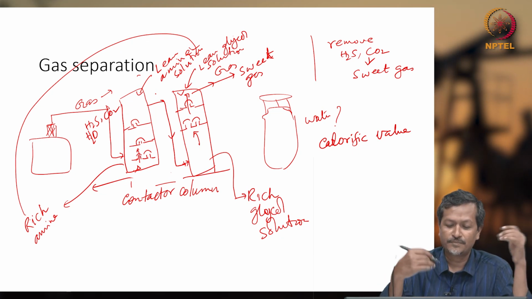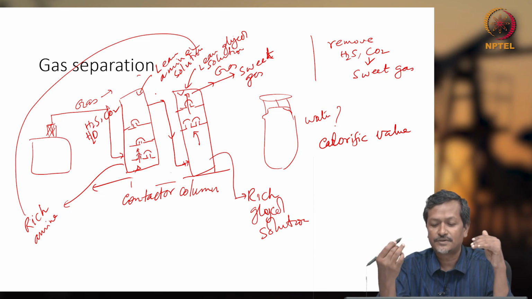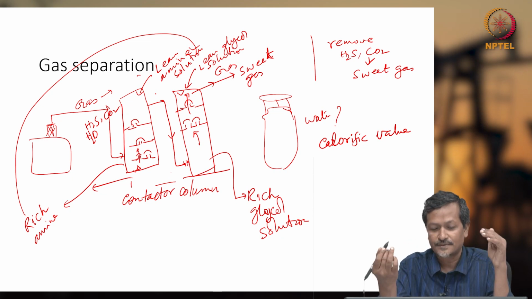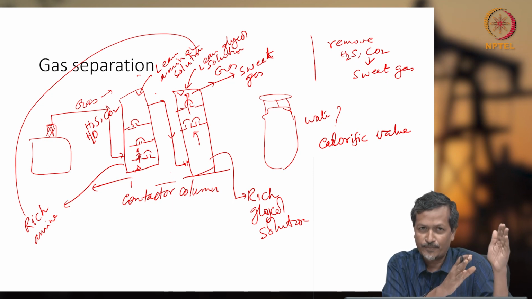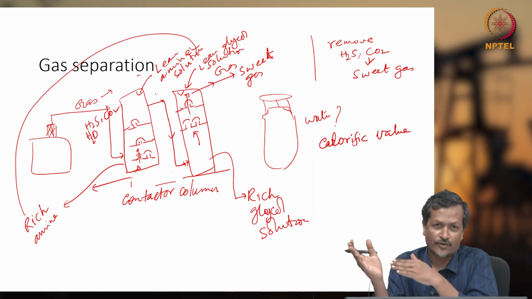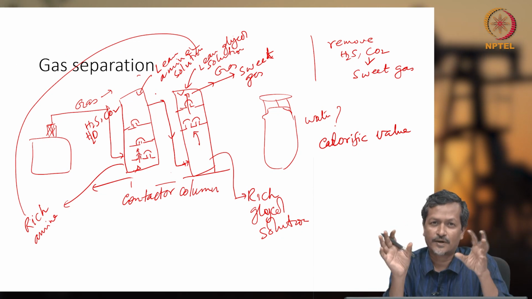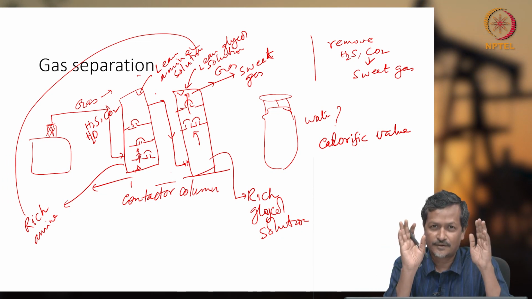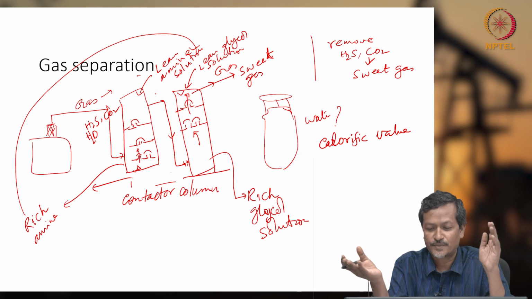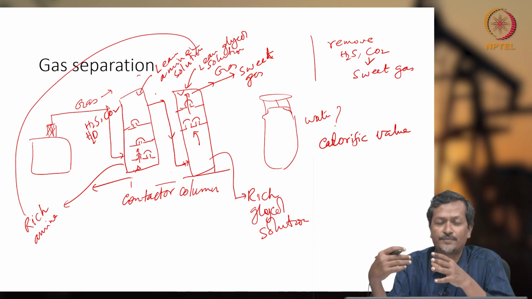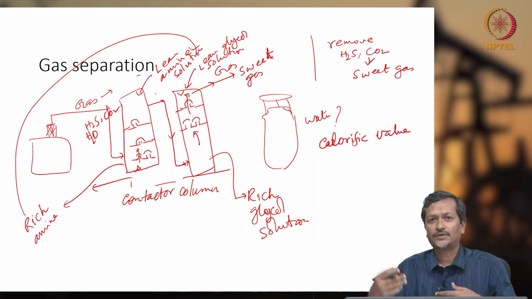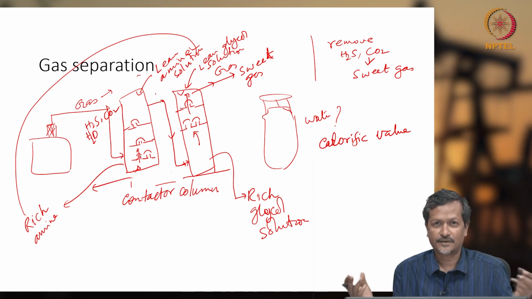Whatever gas you are getting from the second contactor column will be dry gas and sweet gas. Because in the first stage you remove the acidic components, and in the next stage you remove the water component. So, both acidic components and water are gone, and now you have gas which can be sent to the customer. Normally, Indian Oil or those companies will be buying it, and they will be sending it to the customers, like you and me.